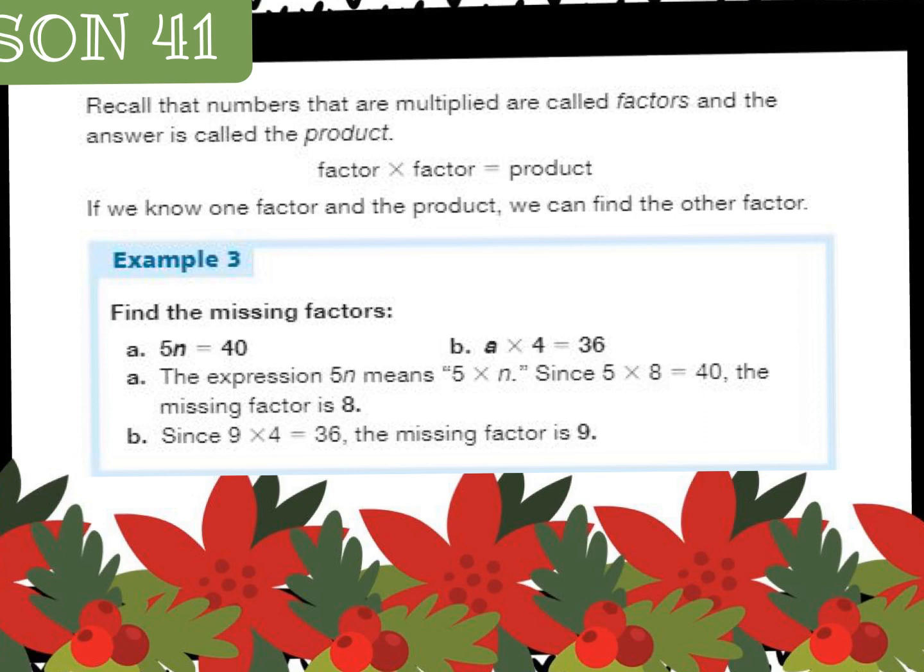If we know that one factor in the product, if we're given one factor and we're given the product, we can use the inverse operation. What do I mean by inverse operation? Anybody know? If I know a factor and the product, I can use an inverse operation to find the missing factor. What do you think inverse operation means?